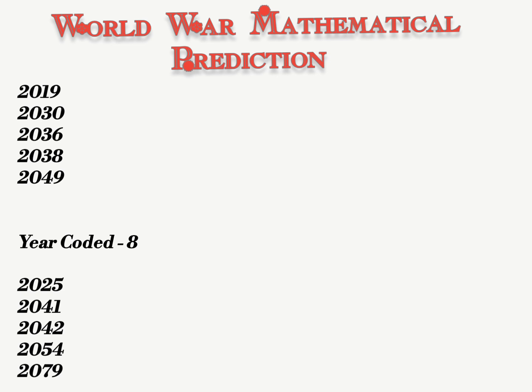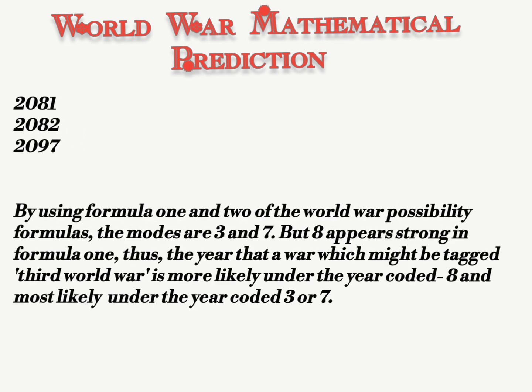Year coded 8: 2025, 2041, 2042, 2054, 2079, 2081, 2082, 2097.